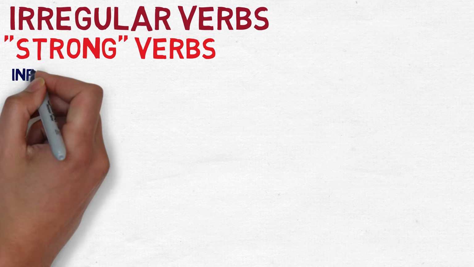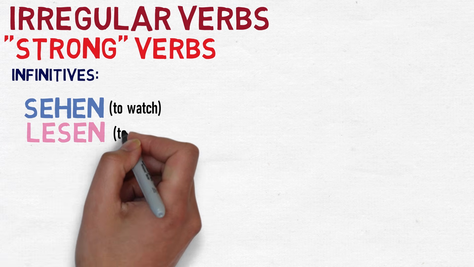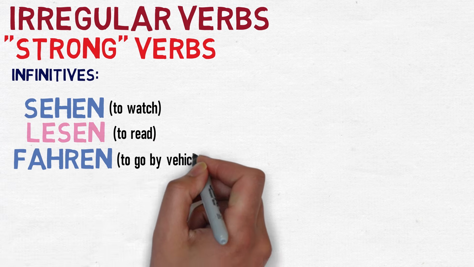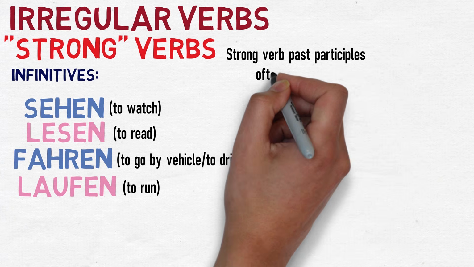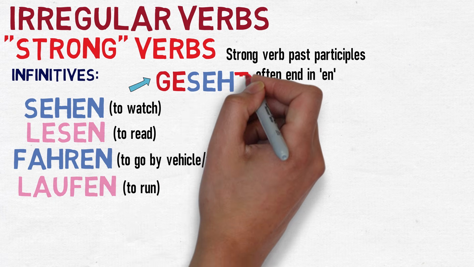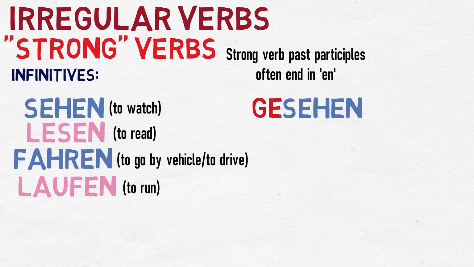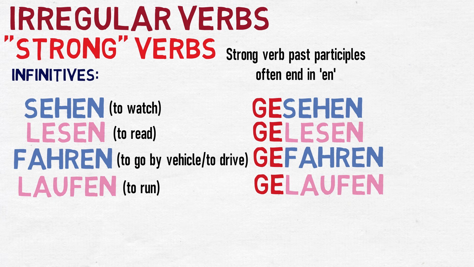Some common strong verbs in their infinitive forms are sehen, to watch, lesen, to read, fahren, to go by vehicle or to drive, laufen, to run. These verbs have a past participle which ends in en instead of t. For example, if sehen were regular, its past participle would be geseht, but its past participle is in fact gesehen. Lesen becomes gelesen, fahren, gefahren, laufen, gelaufen, and so on.